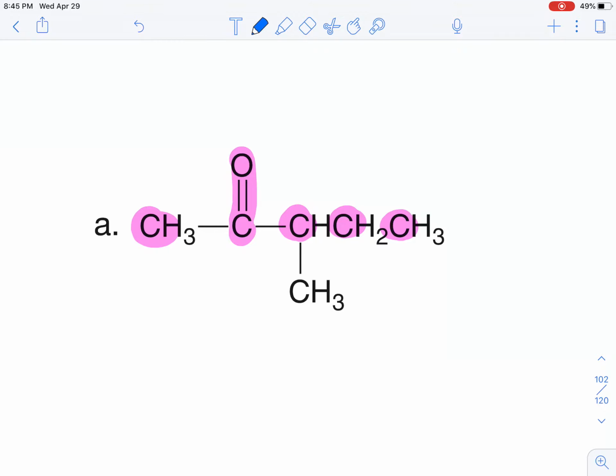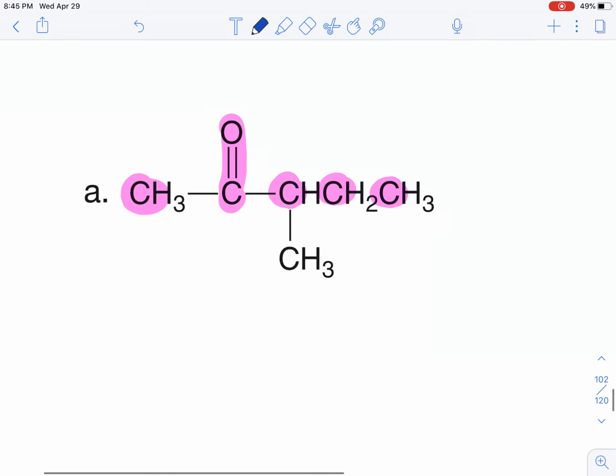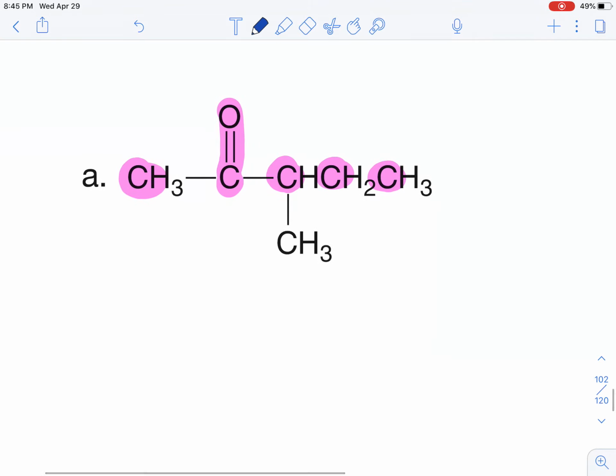Now that I've identified my longest carbon chain, I'm going to go ahead and just name my carbon chain. So I have a 5 carbon chain, so that's pent. And since they're all single bonds, that's pentane. Now, according to my rules, I'm going to erase the E and replace it with an one, an O-N-E. So this is pentanone.